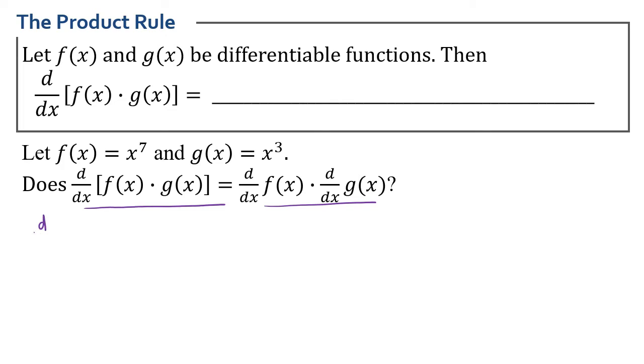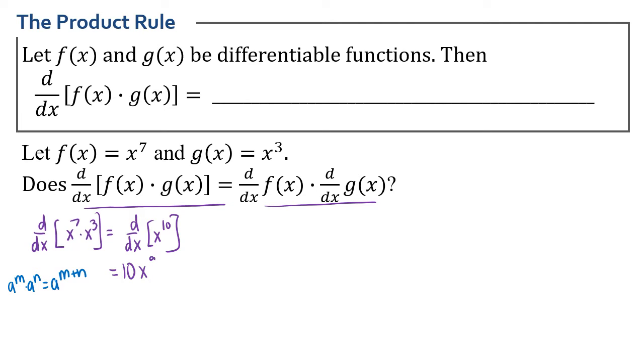So if I were to find the derivative of these two functions multiplied together, let's just actually figure out what that function is. So that's x to the 10th power. And that's just using the properties of exponents, a to the m times a to the n equals a to the m plus n. All right, finding the derivative of this using the power rule, I get 10x to the 9th power. Okay, so there's that. We know what the answer should be. Let's see what the answer is when I do it this way.